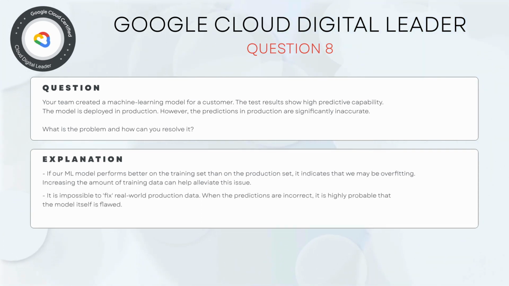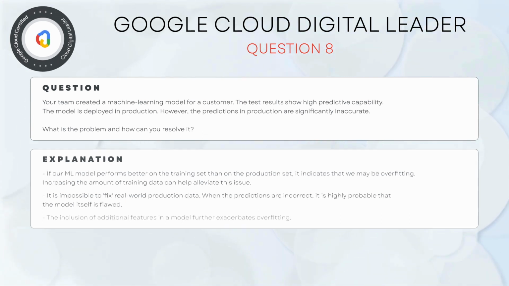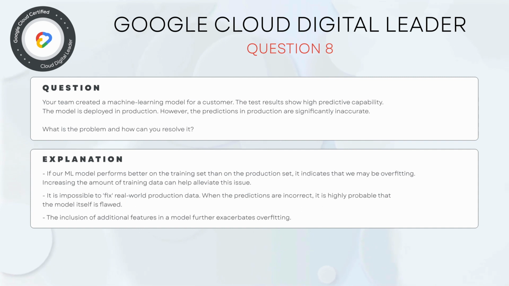It is impossible to fix real-world production data. When the predictions are incorrect, it is highly probable that the model itself is flawed. The inclusion of additional features in a model further exacerbates overfitting.